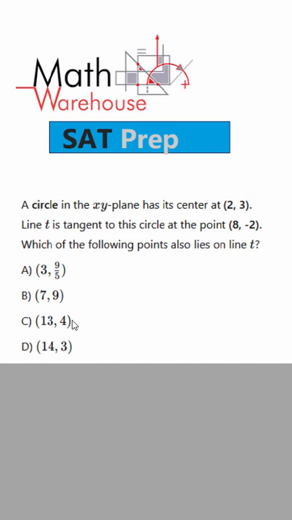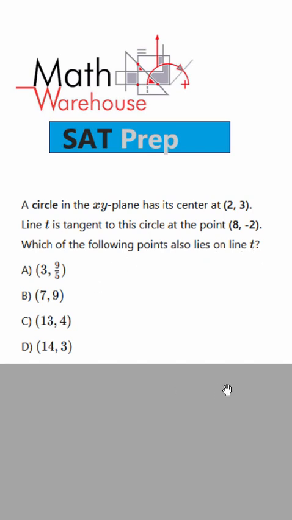This question has a little more to do with linear equations actually than circles after we get past the first step. Well, let's look at the question. A circle in the xy plane has its center at (2, 3). Line T is tangent to this circle at the point (8, -2). Which of the following points also lies on line T? And they list out a bunch of points.